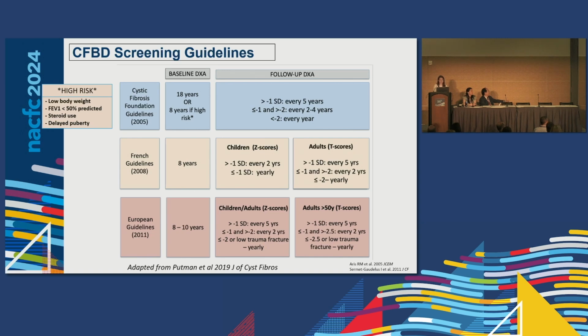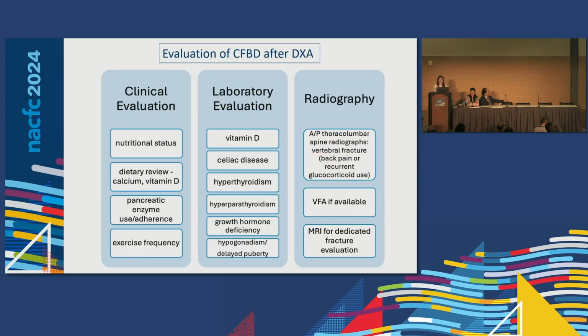So per the CF Foundation guidelines, we recommend routine screening for individuals 18 and up, and for those who are 8 years or older if they're higher risk, so lower body weight, lower lung function, chronic steroid use, or delayed puberty. And the follow-up screening, when you repeat the DEXA, really depends on the initial report. However, if you have a change in clinical condition, somebody's about to undergo transplant evaluation, or you're worried about a higher steroid burden, you might consider a DEXA sooner.